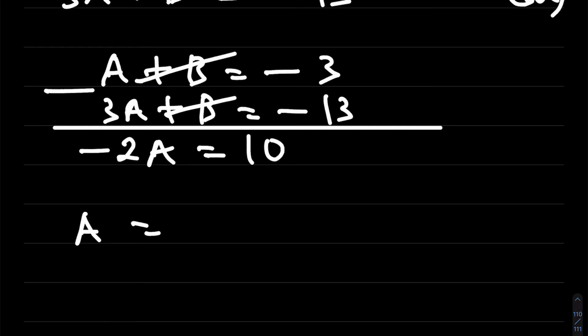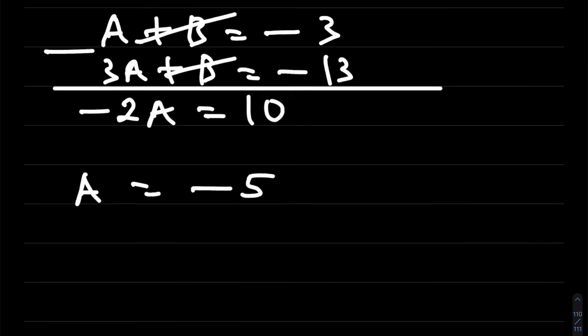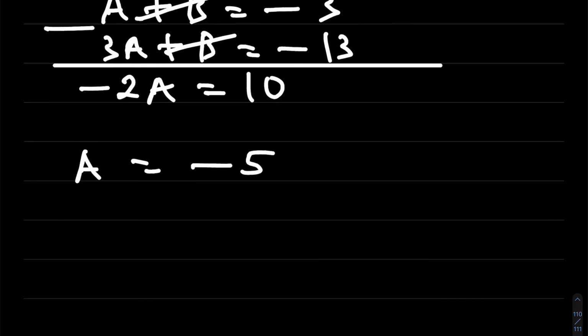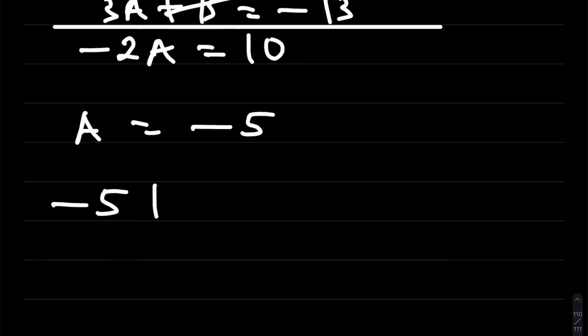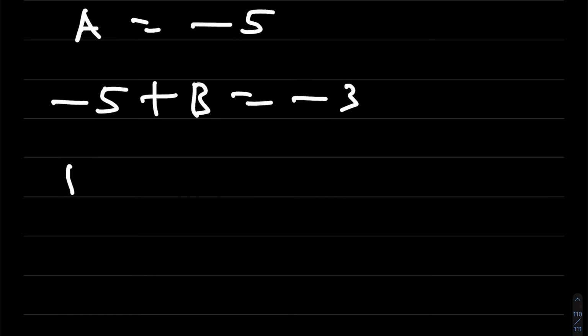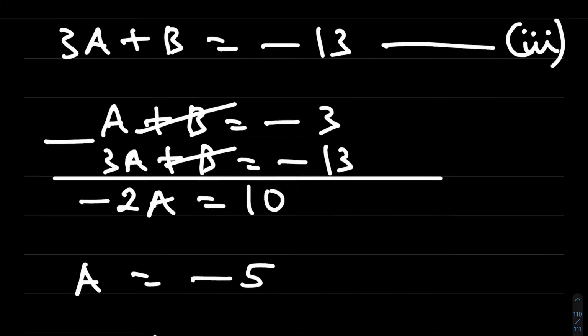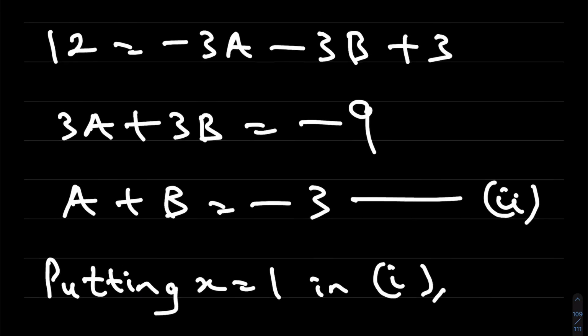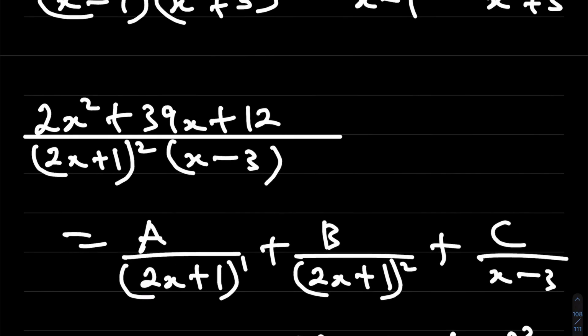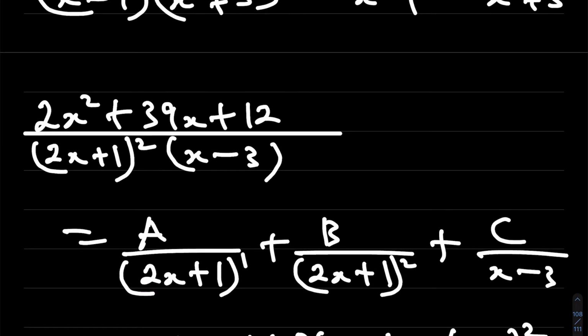And that simply means a equals minus 5. Now, if I put a in equation 2, a plus b equals minus 3, that simply means minus 5 plus b equals minus 3. And that means b is equal to minus 3. When minus 5 goes to the right hand side, it becomes plus 5. So that's minus 3 plus 5, which means b equals 2. Now we have all of the constants, a, b, and c. So that simply means the fraction 2x squared plus 39x plus 12.